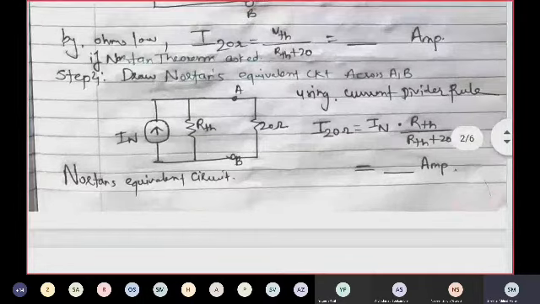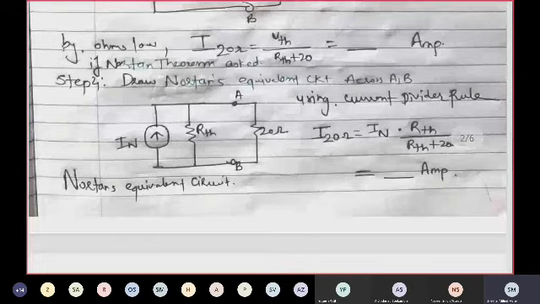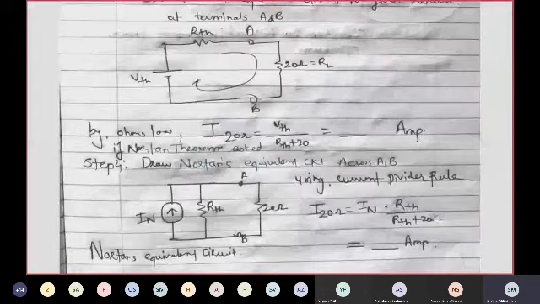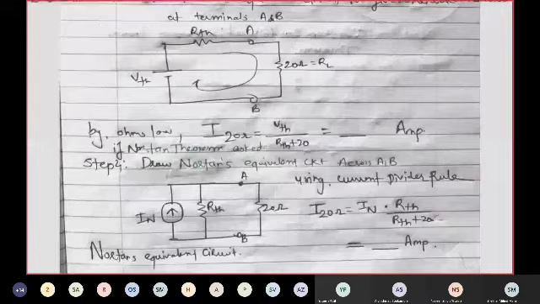Now here we have already found the values of IN and VTH and then RTH. So you need to draw Thevenin's equivalent circuit if asked, and if asked for Norton's equivalent circuit, then you can draw it in this way. So have you understood this? Yes, sir. Thevenin's theorem, Norton's theorem.